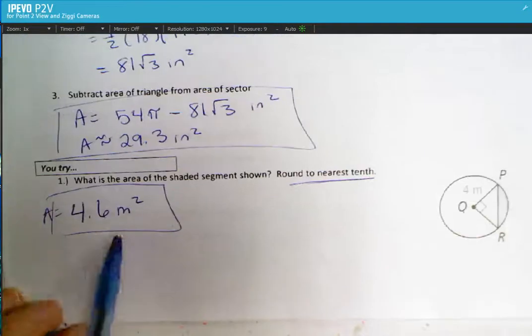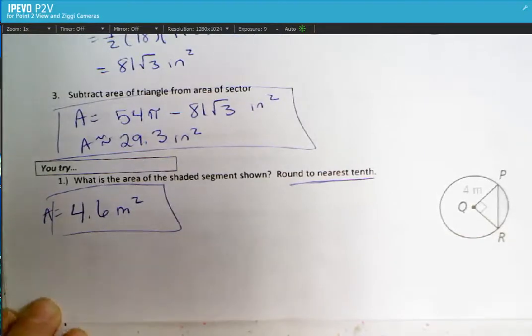Alright, you've got the one below to try, and then you'll be done. Okay, there is your answer for that. If you didn't get it, rework it, check your notes, and then we'll see you in class.